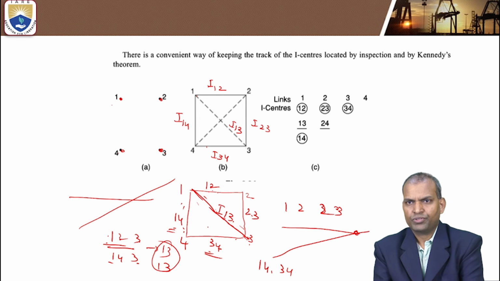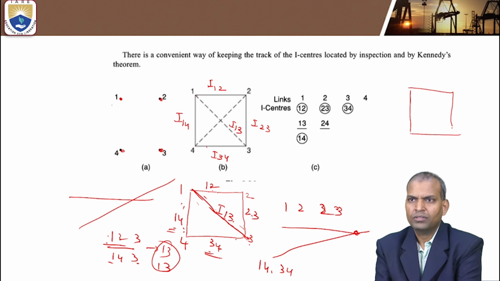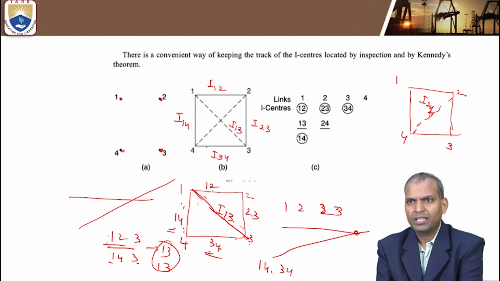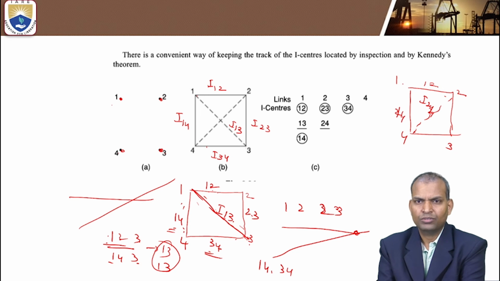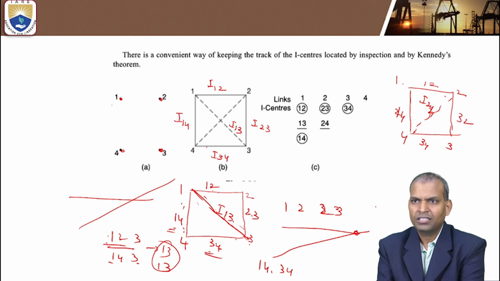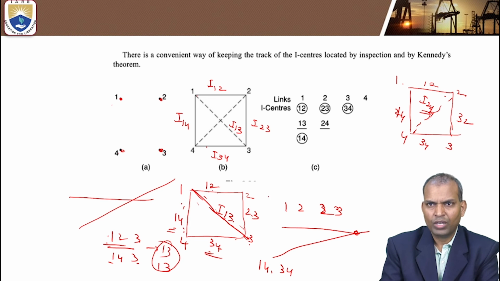Next, suppose another instantaneous center comes, that is 2, 4. How does it come to 2, 4? Again 1, 2, 3, 4. Join 2, 4. This 2, 4 instantaneous center comes from again links 1, 2, 1, 4. If we extend both instantaneous centers, 3, 4 and 3, 2, we will get the common location of the instantaneous center, that is 2, 4.